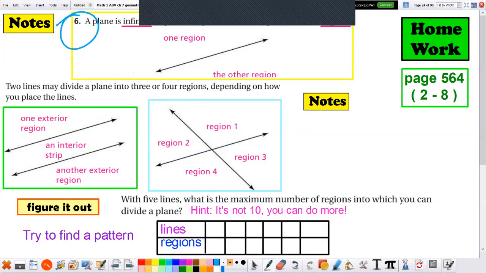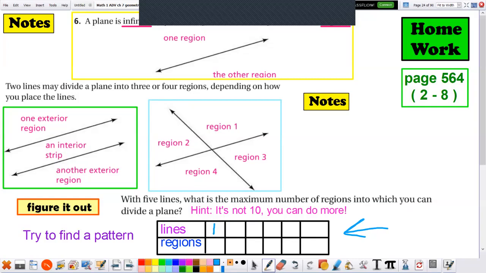It's really down here what I want you to do. With 5 lines, if you drew 5 lines, what is the maximum number of regions in which you can divide a plane? It's not 10. This is like the pizza problem you guys did where you're trying to slice the pizza into many pieces. What if I gave you 5 lines? I'll give you an idea here. Here's the trick to make this pattern. Follow along right here and you get to finish it.